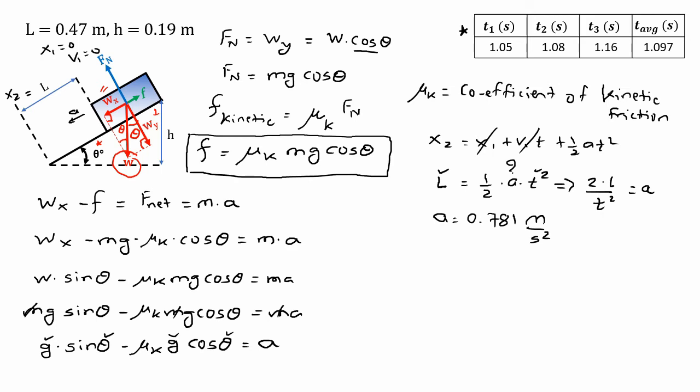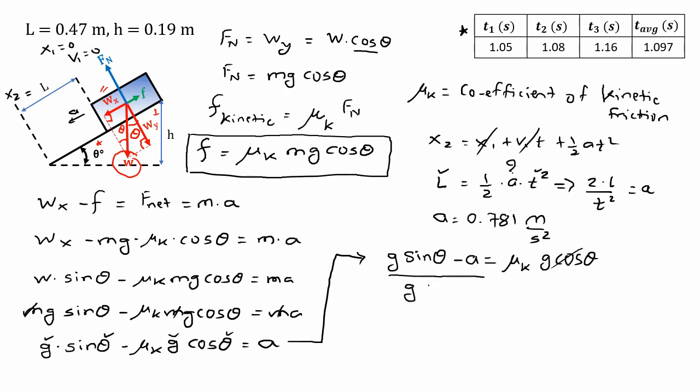And now I could take this and bring it here. What I know is, from these equations, the mu k g cosine theta term I'm going to bring to the right and a to the left. So this looks like g sine theta minus a equals mu k g cosine theta, correct? And then g cosine theta, if I need to move, then this will come here and become g cosine theta. This would be the equation for mu k.